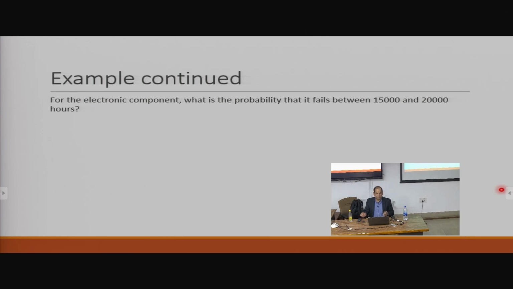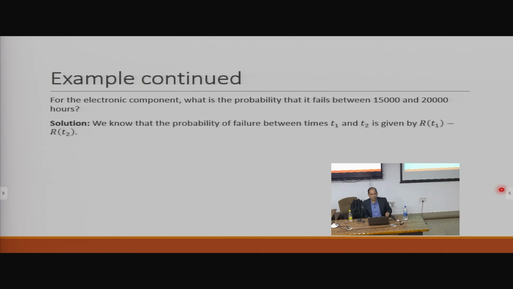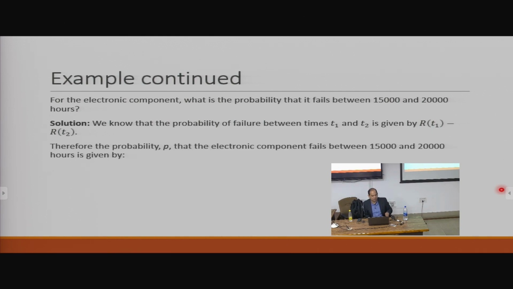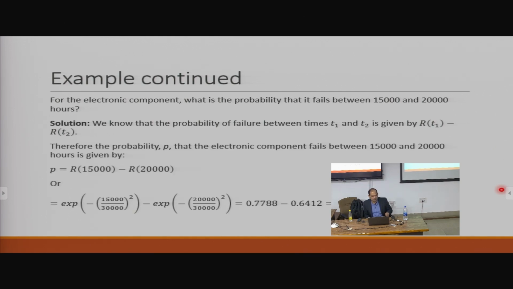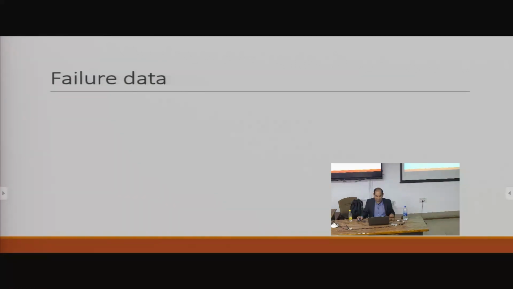What is the probability that it fails between 15,000 and 20,000 hours? It's the reliability at time t1 minus the reliability at time t2, right? So pretty straightforward again. Just practicing straightforward concepts for people that don't know.